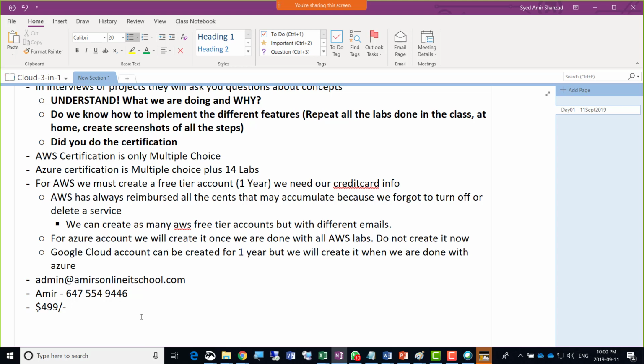For the next course, either it will be the same 3-in-1, or it will be Office 365 and Google G Suite. Those 2-in-1, where you understand Office 365 and Google Suite, which is just like Office 365.